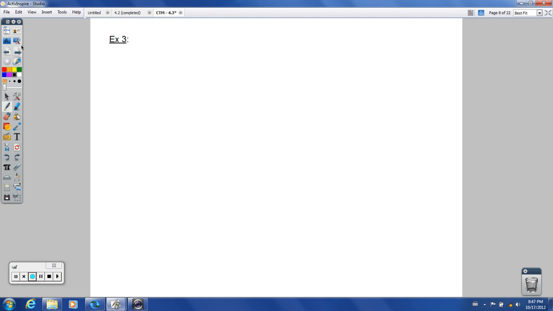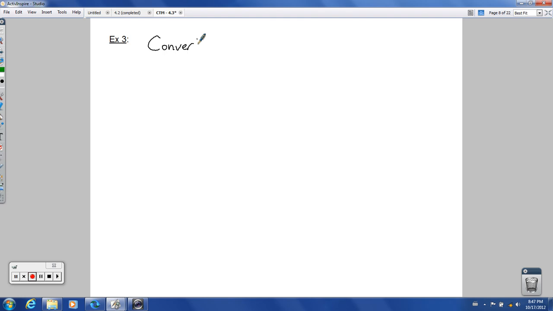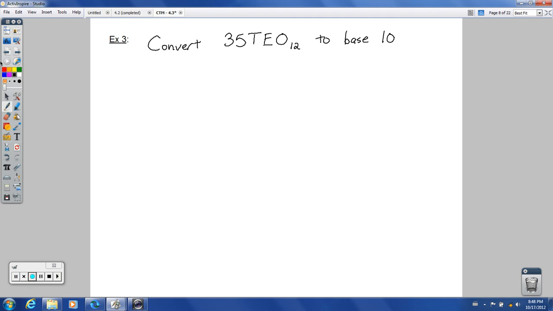So a third example, let's do something like this. Convert this number in base 12 to base 10. So what's going on here with that T and that E? What in the world is that? These are just now new symbols in base 12. We need 12 digits. So these are the base 12 digits.